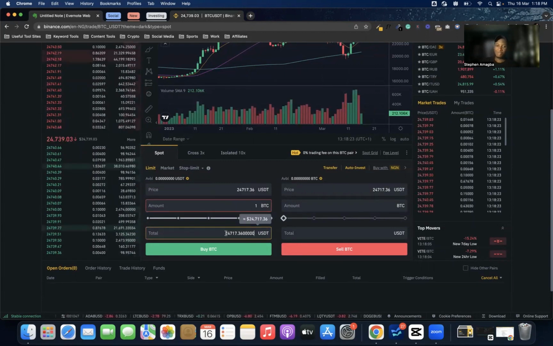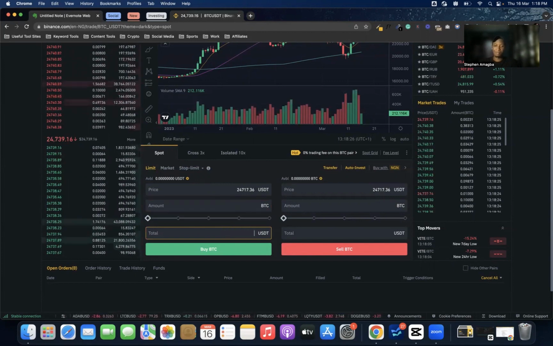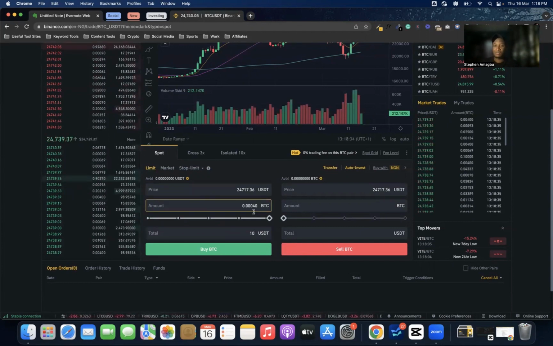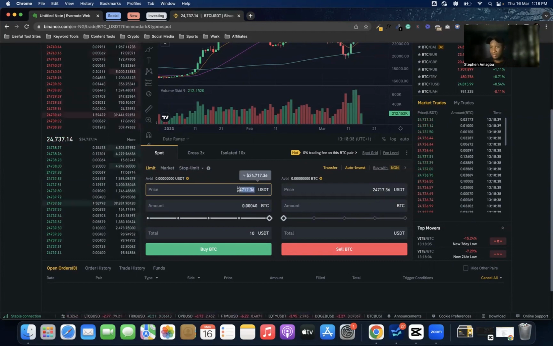There's also an option for you to manually put it here. So in USDT, if the whole Satoshi thing is kind of confusing, I'm putting that number. So you want to buy $10 worth of BTC. It's going to give you the amount in BTC with respect to the price you put here. So that's basically what it's going to do.